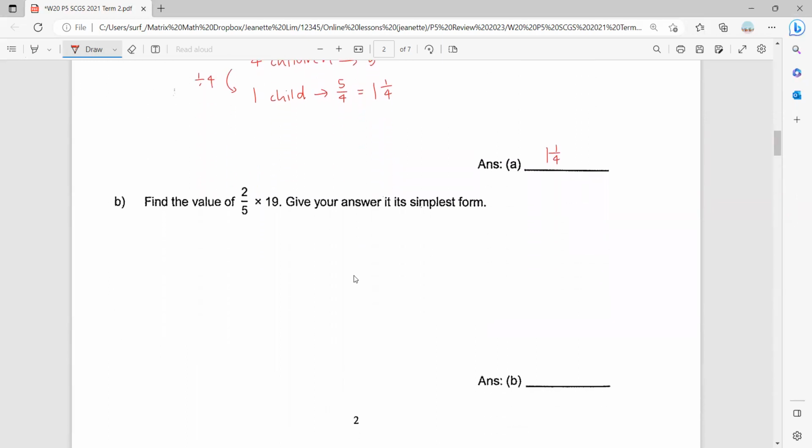B, find the value of 2/5 times 19. If you answer to its simplest form, okay, if you times 19, right, you don't times to the numerator and denominator, but only the numerator. So 19 times 2 is 38. 38 over 5, maximum you can get is 7 wholes. 7 wholes is 35 over 5. So you're left with 3/5. So this is the answer. Okay, so let's look at the next question.